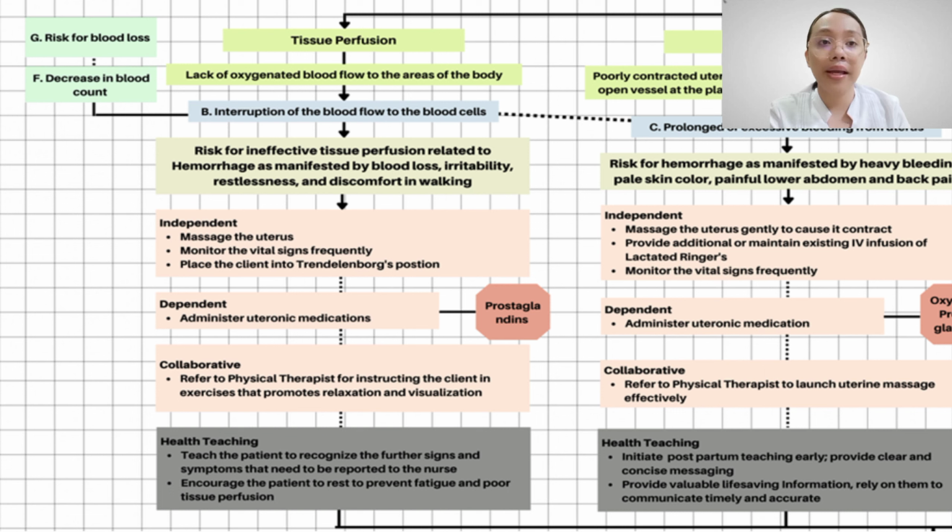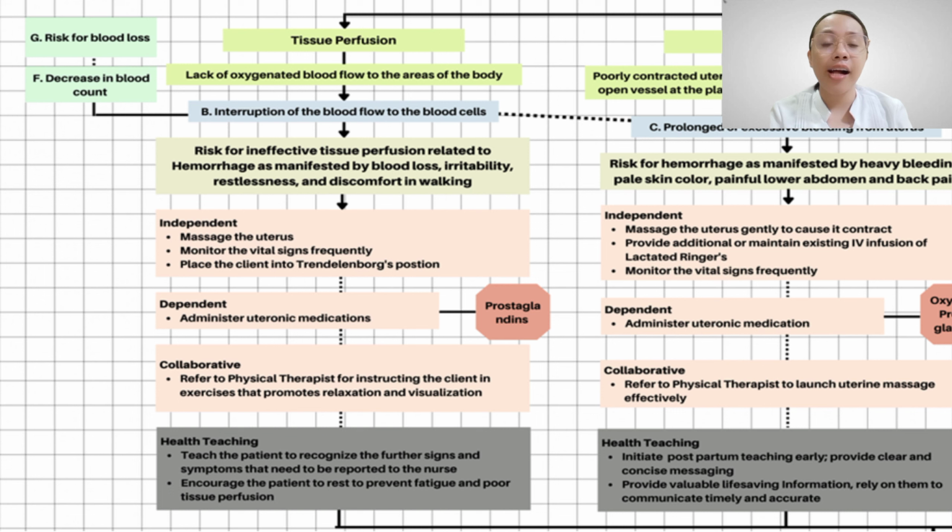For the dependent nursing intervention, we need to administer uterotonic medication such as oxytocin to increase uterine tone and lessen blood loss. Now for the collaborative nursing intervention, we need to refer to physical therapists for instructing the client in exercises that promote relaxation and visualization, as this enhances the patient's coping abilities by refocusing attention.